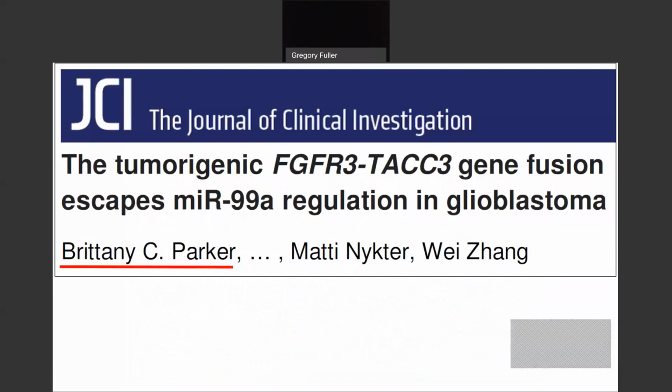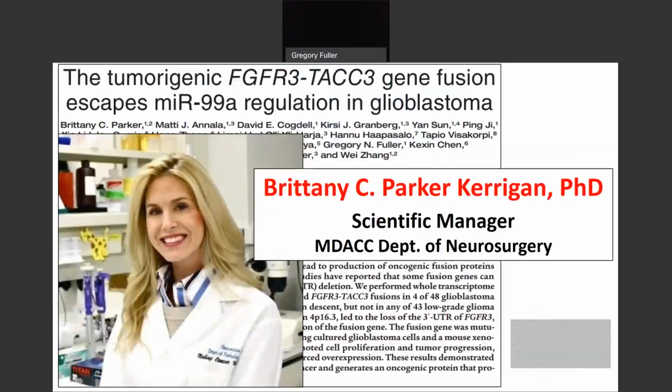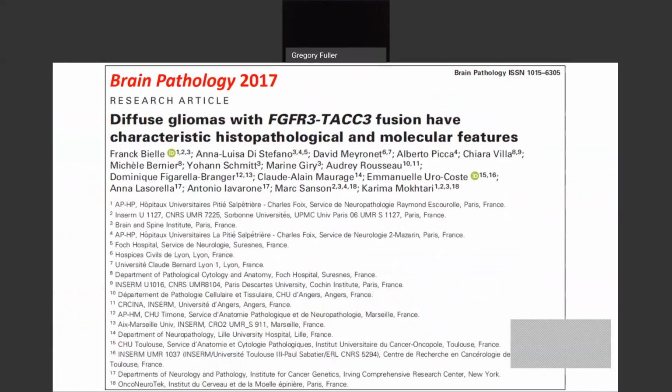The tumorigenic FGFR3-TACC3 gene fusion escapes microRNA regulation in glioblastoma. This is Dr. Parker Kerrigan, scientific manager, Department of Neurosurgery. She co-discovered this entity, and it was an amazing story. Then comes Brain Pathology 2017: diffuse gliomas with FGFR3-TACC3 fusion have characteristic histopathological and molecular features.